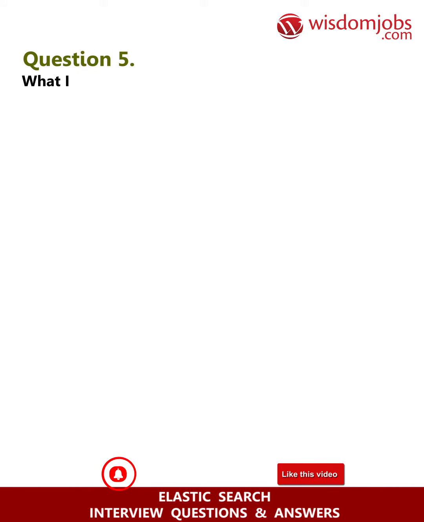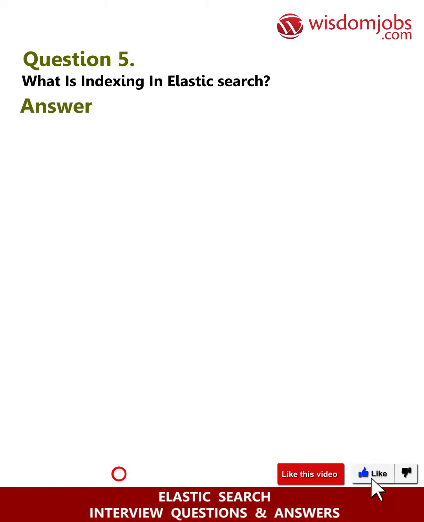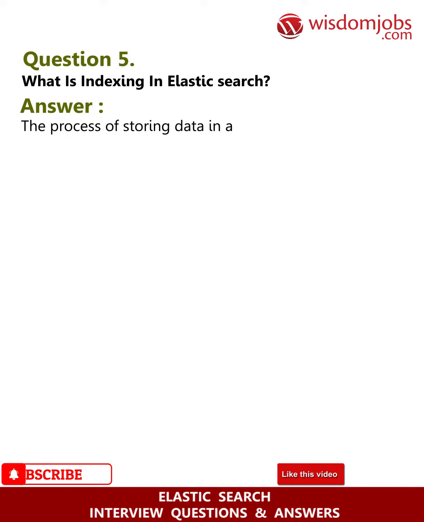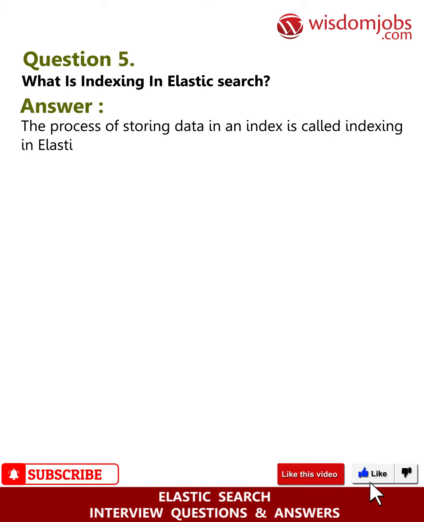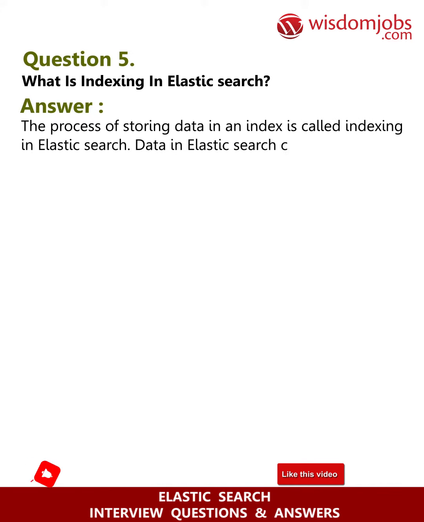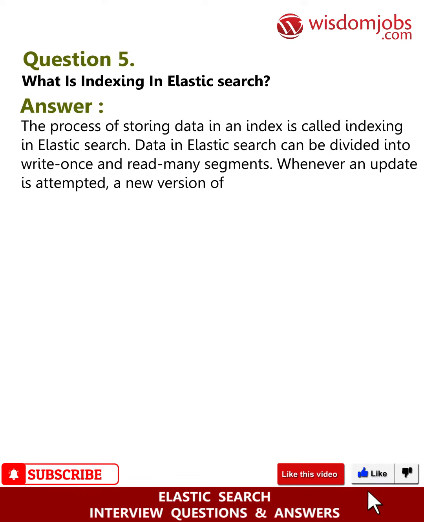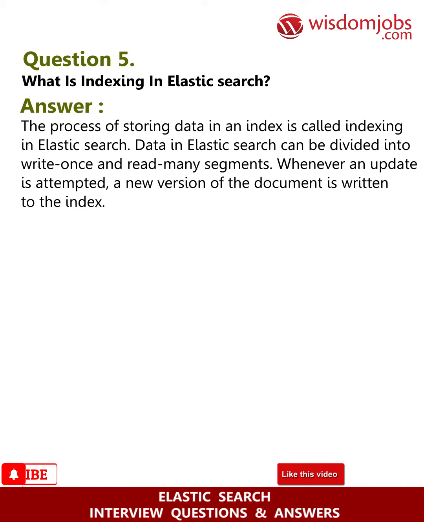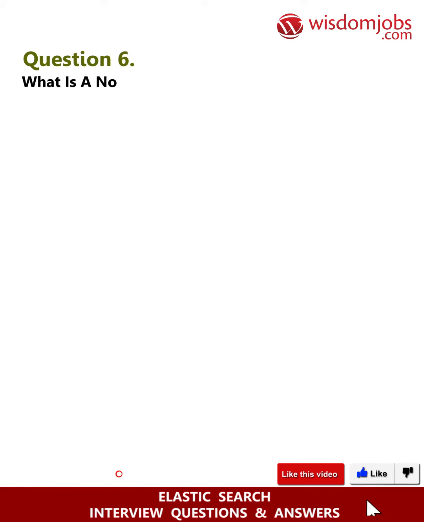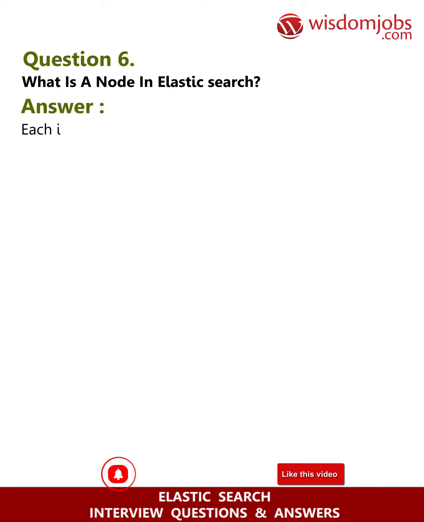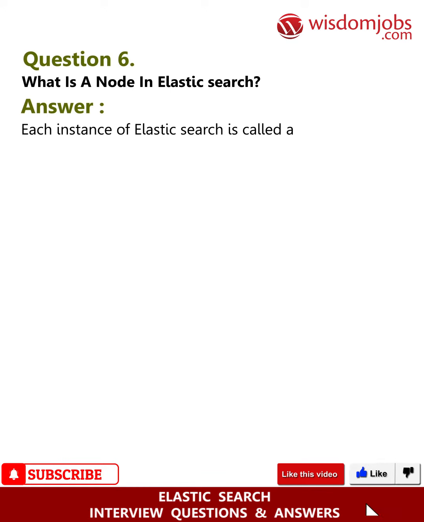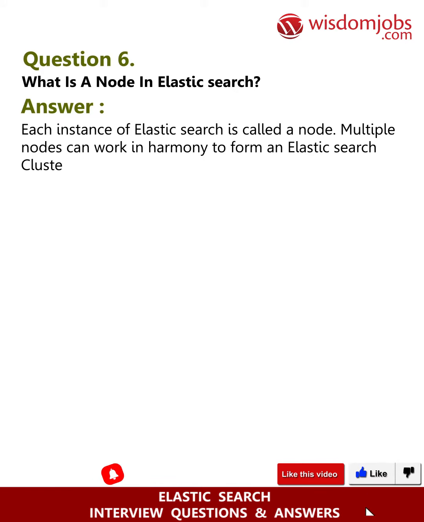Question 5. What is indexing in Elasticsearch? Answer. The process of storing data in an index is called indexing in Elasticsearch. Data in Elasticsearch can be divided into write once and read many segments. Whenever an update is attempted, a new version of the document is written to the index. Question 6. What is a node in Elasticsearch? Answer. Each instance of Elasticsearch is called a node. Multiple nodes can work in harmony to form an Elasticsearch cluster.